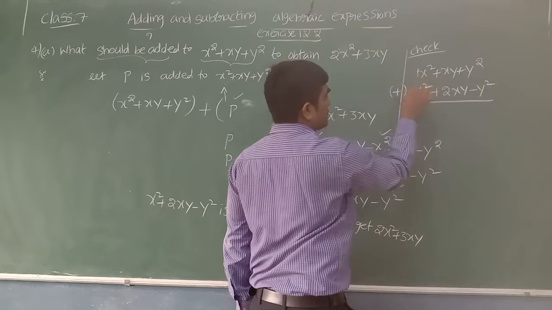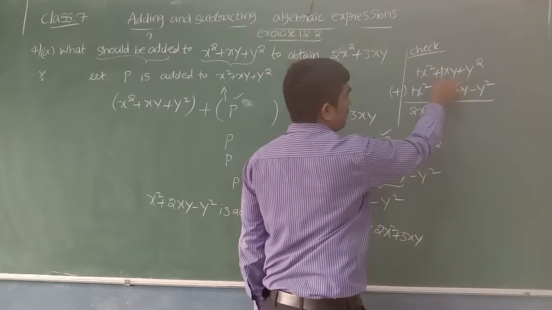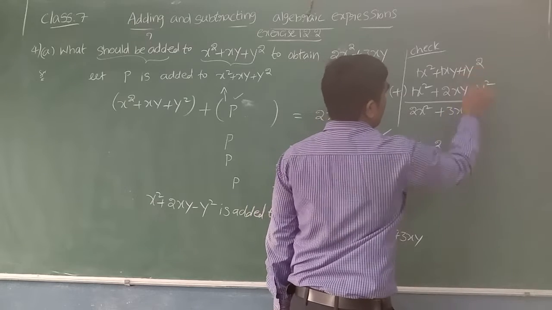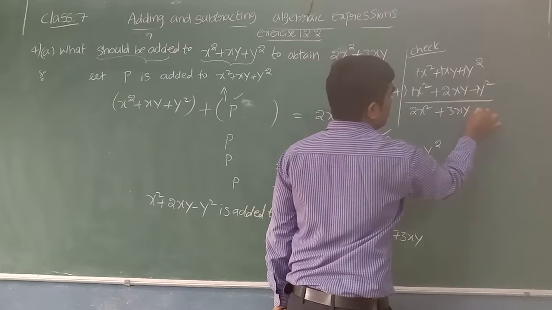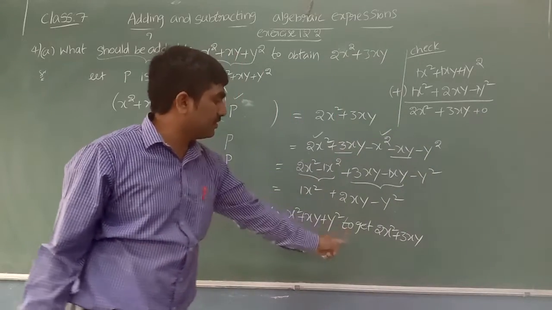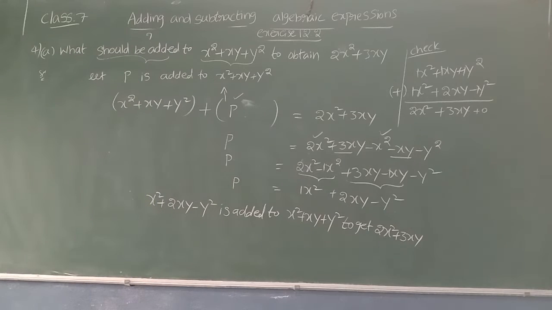See here: 1x square plus 1x square is 2x square. For xy, 1 plus 2 is 3xy. For y square, 1 minus 1 is 0. The result is 2x square plus 3xy. That is the way we can do the problem. Thank you.